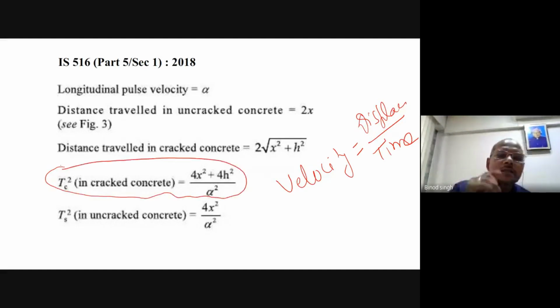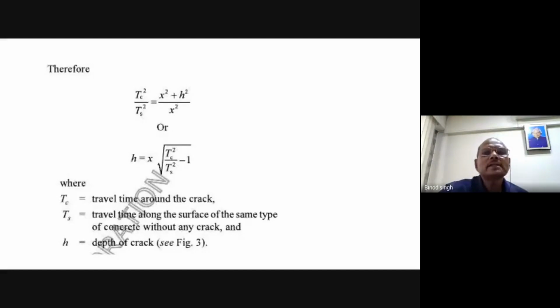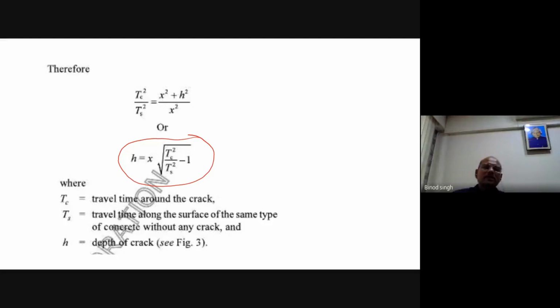Suppose you are checking the uncracked portion. For uncracked concrete, you can say the time squared is 4x square by alpha square. Just divide it: tc square by ts square equals x square plus h square by x square, so with the help of h you can calculate the depth of the crack, how much crack is there.